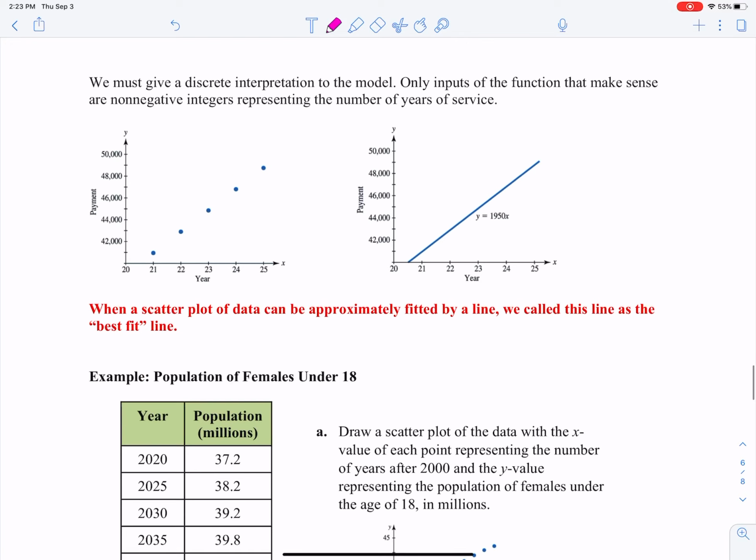So we must give a discrete interpretation to the model. Only inputs of the function that make sense are non-negative integers representing the number of years of service, right? You can't serve negative years, and you're not going to have negative dollars, right? All right, so there's a line that approximates all that data.